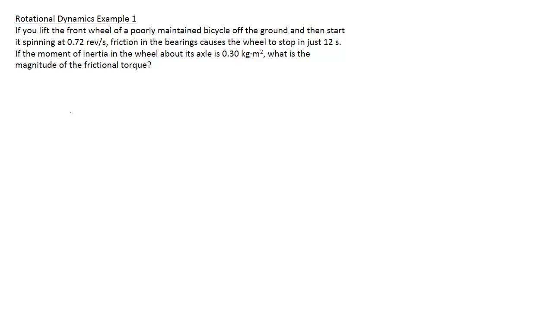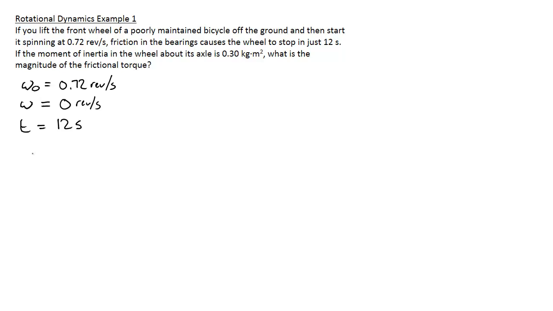of the frictional torque. So if I just write down everything I know, the wheel initially is spinning with an angular velocity of 0.72 revolutions per second. I know that it's going to come to a stop, so my final angular velocity is going to be 0 revolutions per second, and it's going to take a time of 12 seconds to cause the wheel to slow down and come to a stop.